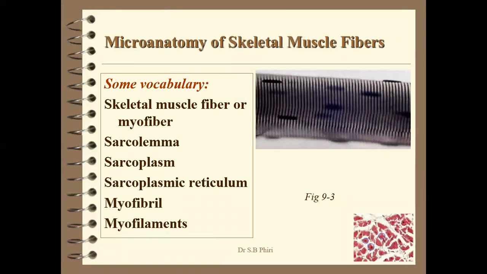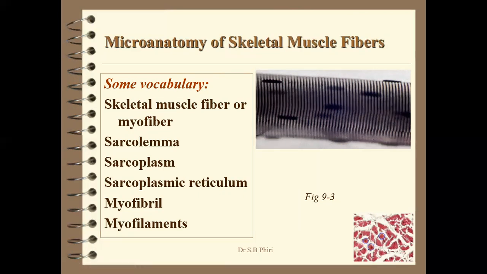So the skeletal muscle fiber is also called the myofiber. The plasma membrane of the muscle is referred to as the sarcolemma. So the sarcolemma is the plasma membrane of the muscle fiber. Then the cytoplasm of the muscle fiber is referred to as sarcoplasm. So sarcoplasm is the cytoplasm of the muscle fiber.